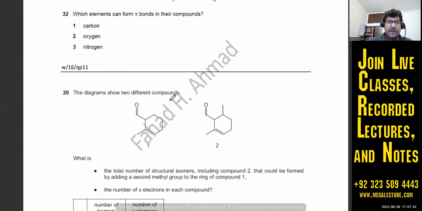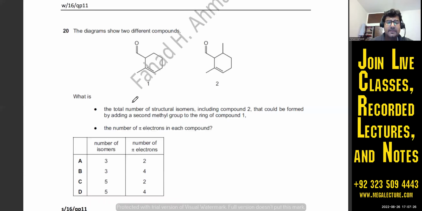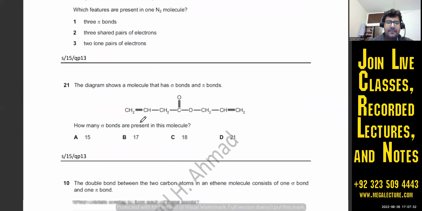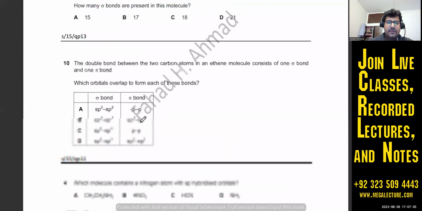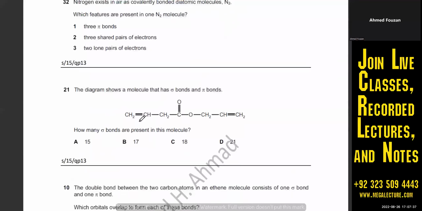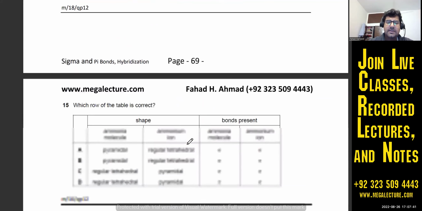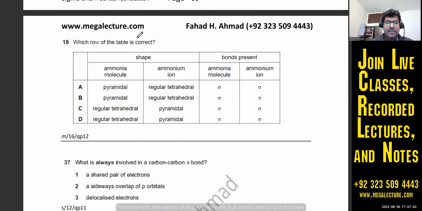I'm just talking about shapes right now. So the next one is the diagram shows 2 different compounds and shapes wale questions. Most of them. Which molecule containing? That's again not shapes. This one is about shapes.